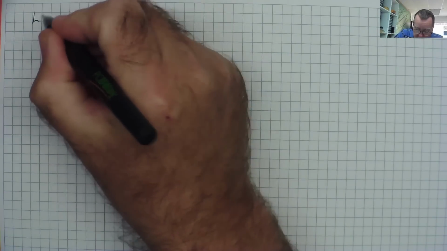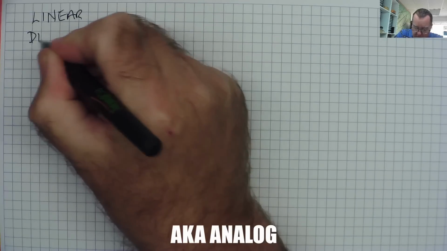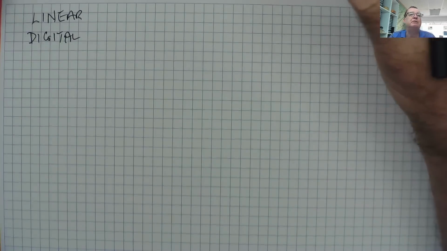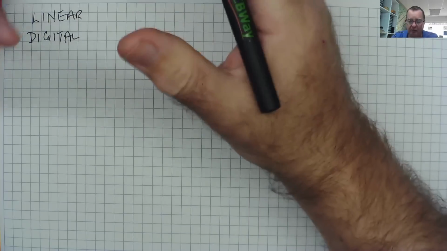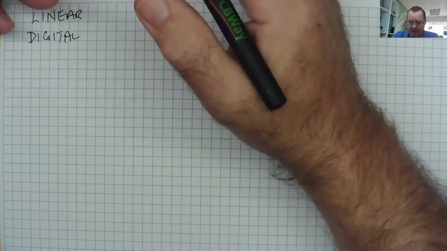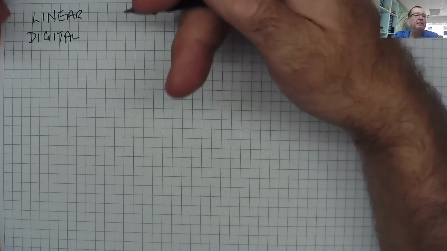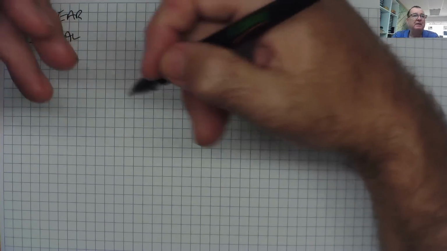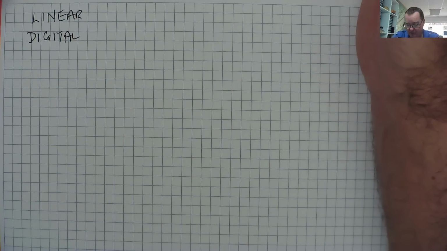We have linear and we have digital. So we have linear electronics, we have digital electronics. What's the difference? Well, in a linear circuit, the voltage, which effectively is driving the current flow, can vary at any point in the circuit, basically from 0 to whatever voltage the maximum supply voltage is.